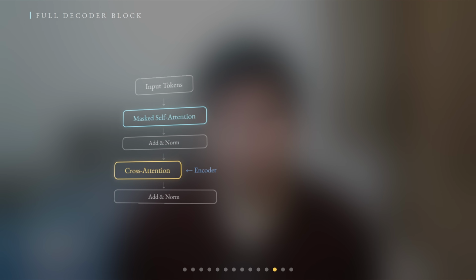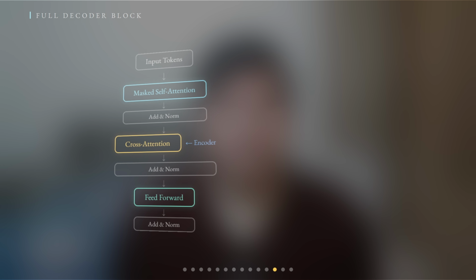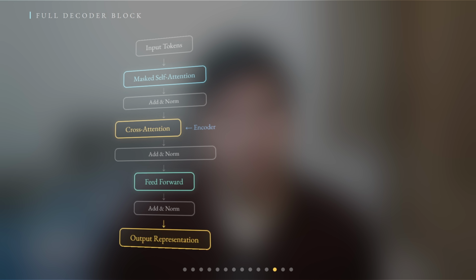The third stop comes. This is the feed-forward network. Each token is processed independently and an activation function is applied. The dimension is expanded and then compressed, and then one more add and norm layer is added. And the output representation emerges at the bottom. This representation carries information from three sources: the token's own history, the encoder's understanding of the input, and a non-linear feature processing. The original transformer paper used 6 of these layers stacked on top of each other.